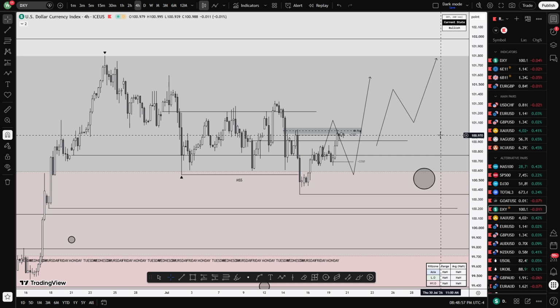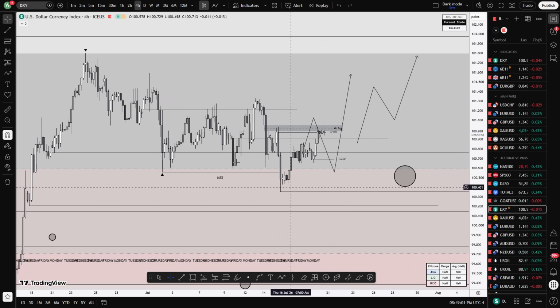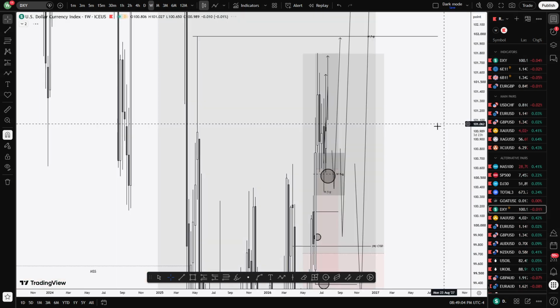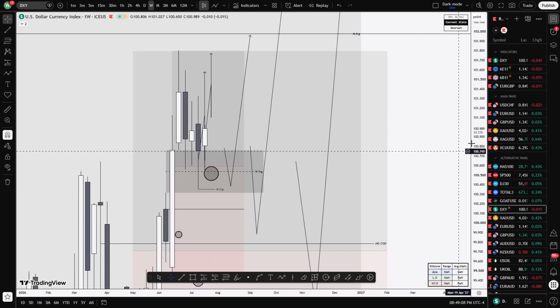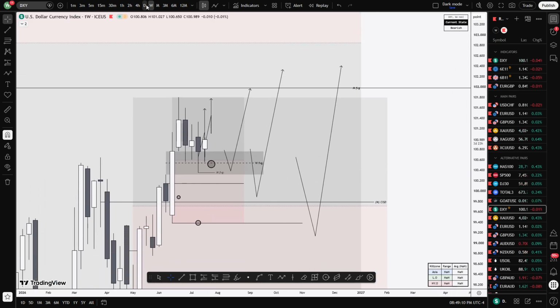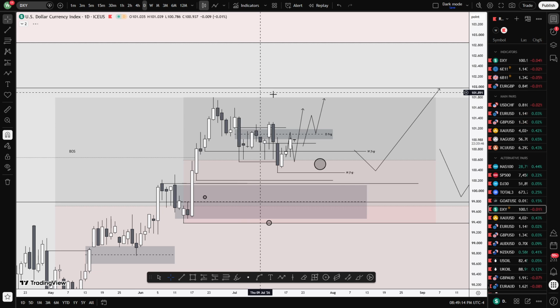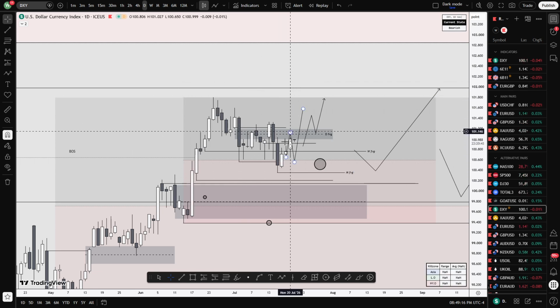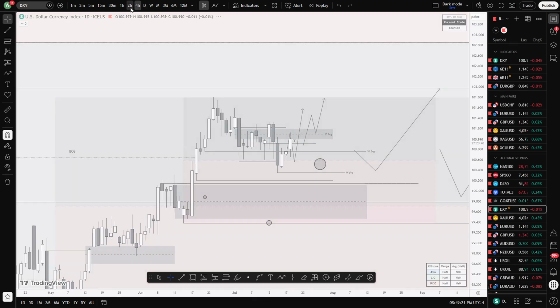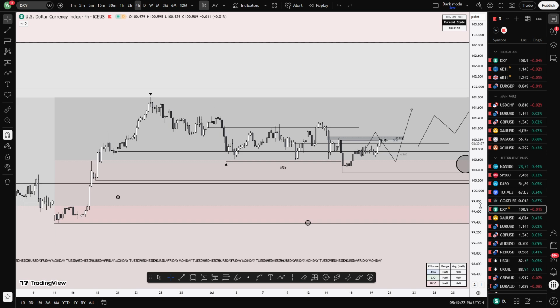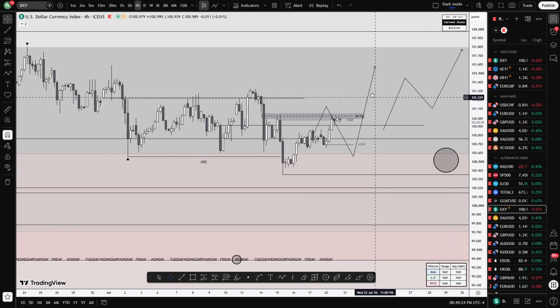So that's just what's happening on DXY. Let's see what the weekly candle looks like at the moment. Yes, yeah. And look at the daily candle. And yeah, okay. This was yesterday's candle. So let's see how today plays out, okay? Let's move on to other pairs.